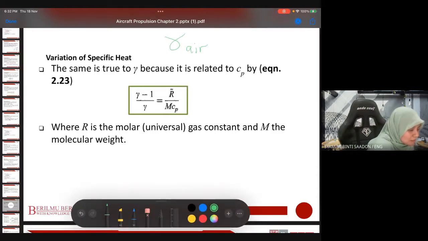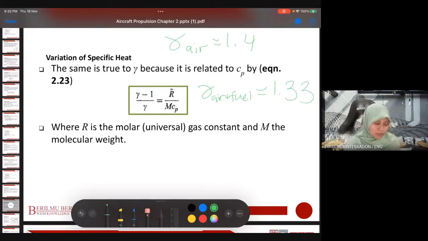For air, we take gamma as around 1.4. After the combustion, for air plus fuel, the gamma of this mixed fluid will become around 1.33. So gamma changes as well, because gamma depends on Cp and the gas constant, and since the specific heat depends on the temperature, if the specific heat changes, then gamma also changes depending on the other parameters.